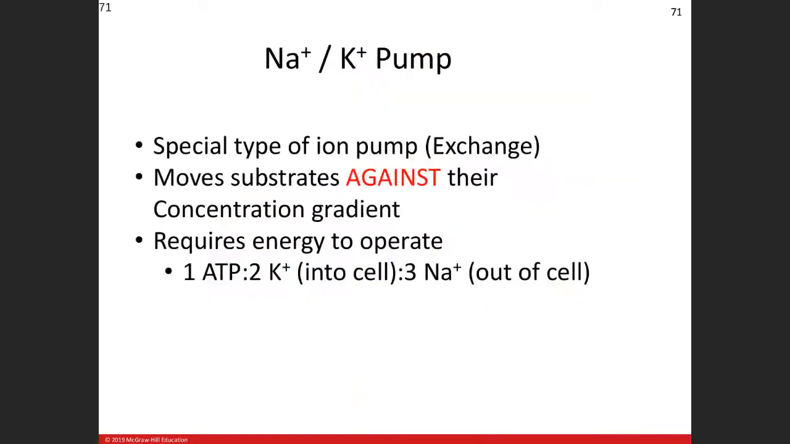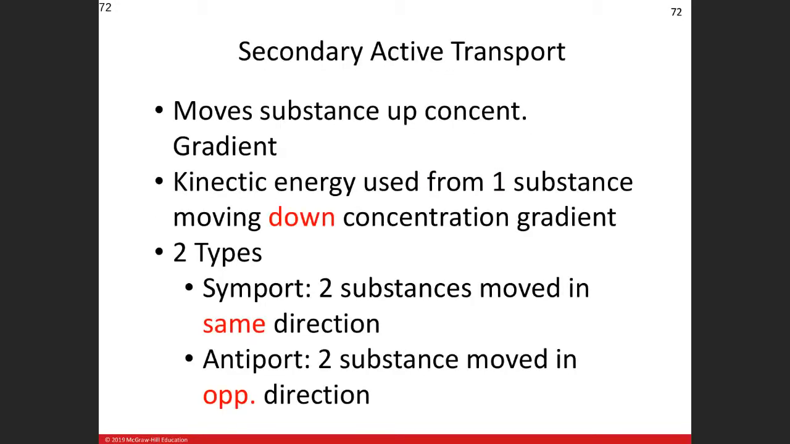All right, so keep this in mind. When we're dealing with the sodium potassium ion pump, it is an exchange type of pump, meaning we're going to exchange 3 sodium for 2 potassium. And we will move these ions against their concentration gradient. It will cost us 1 ATP, but that 1 ATP gets us 2 potassium coming into the cell and 3 sodium moving out of the cell. All right, so that is one type of active transport.